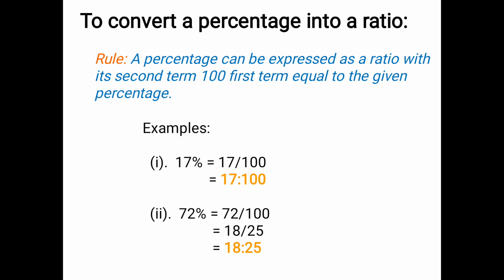And the next slide is to convert a percentage into a ratio. We have heard about the ratio in our class 6 itself. Anyway, we all know about the ratio. Now we are going to learn this one. Beginning with a percentage, we have to convert it into the ratio. So what is the rule? A percentage can be expressed as a ratio with its second term 100 and first term equal to the given percentage.